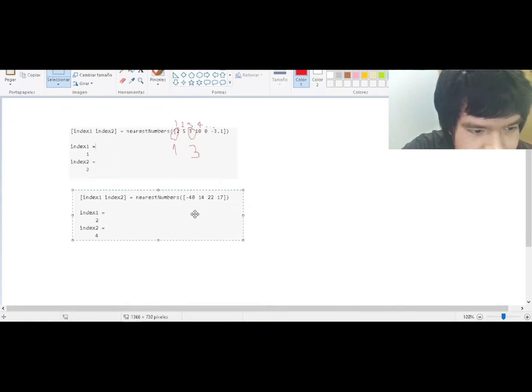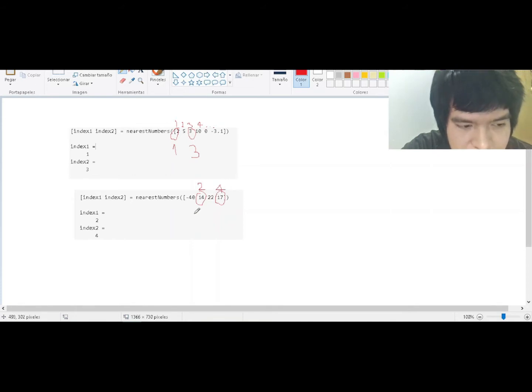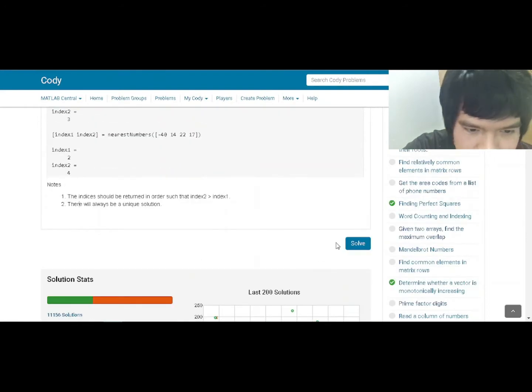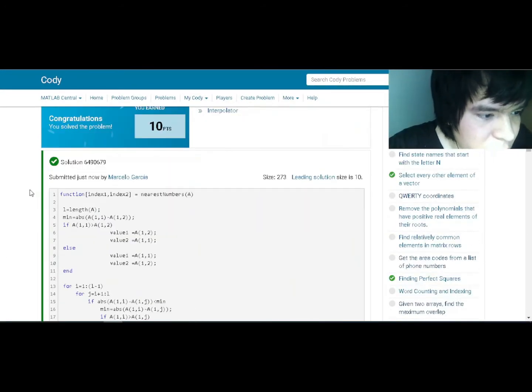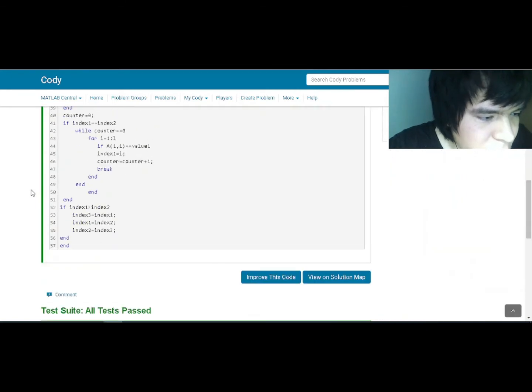Here is another example, and we can try with every pair. In this case, it says that the nearest numbers are 14 and 17, and the answers are 2 and 4 because those are the indices of these components. So let's try to make this. Okay, so now I'm showing how to make this code.